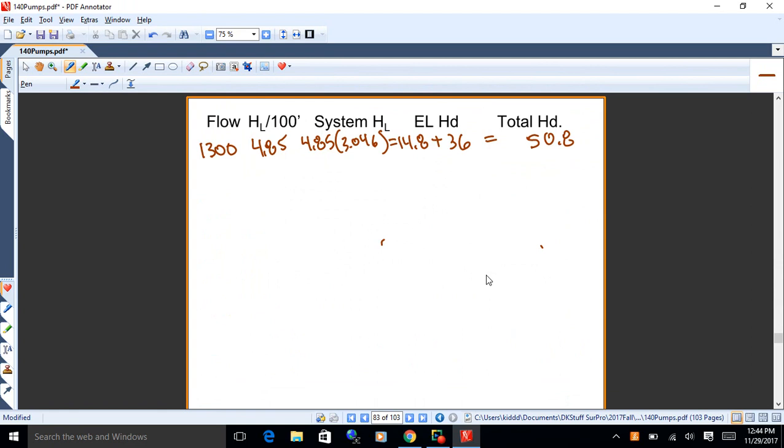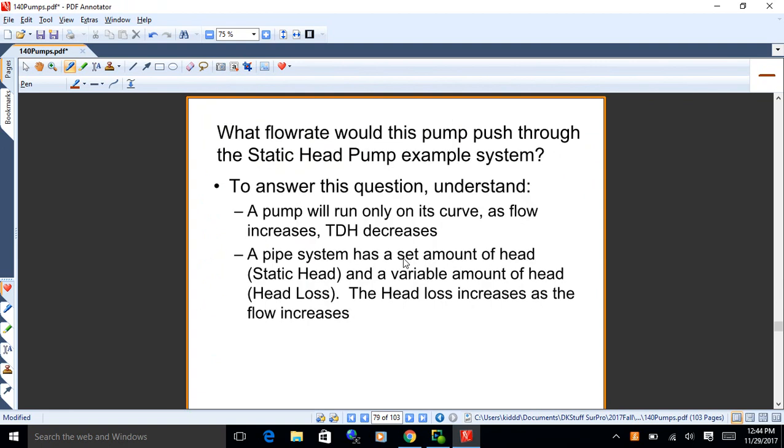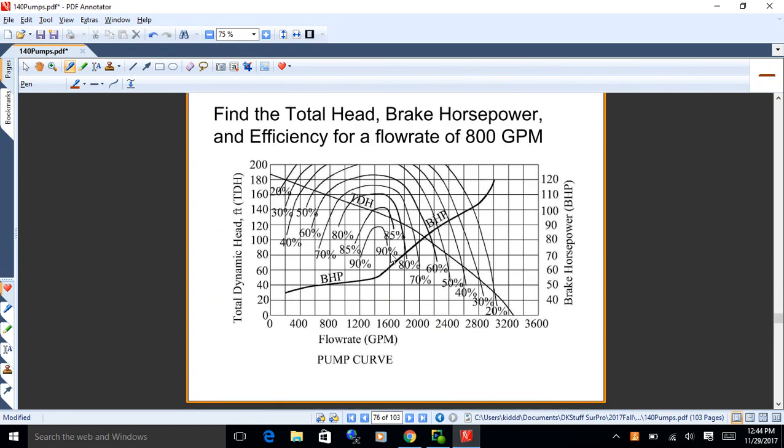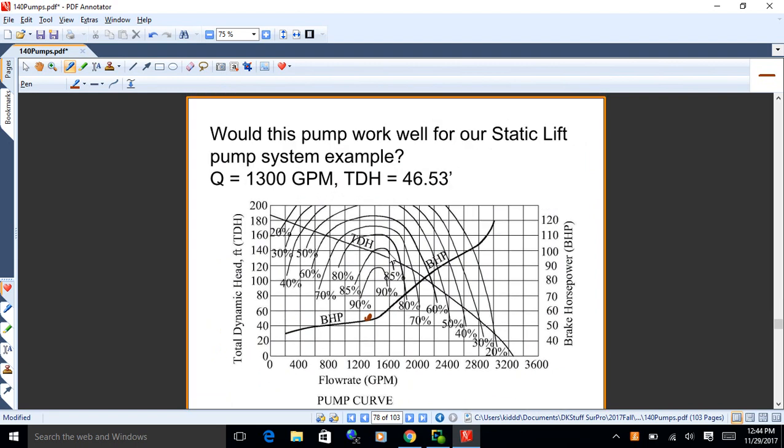All right. Now what's going to happen if we run this pump is it's going to start pushing more flow than 1,300. See, because it's not on the pump curve yet. It's shooting a little low. So that pump's going to try and pump harder. It's going to hit that point and just keep on going. How about 2,000? Okay.